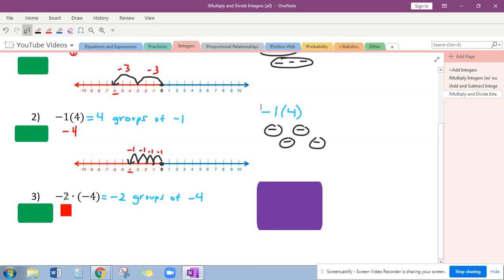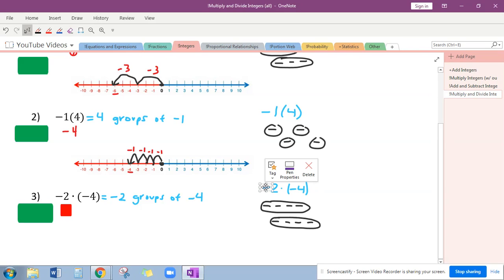Okay, so this one's -2 times -4, and this one's a little bit different, so I'm going to think about this. I'm going to ignore this negative out front real quick. So I have two groups of -4. So I have 4 negatives and then 4 negatives.